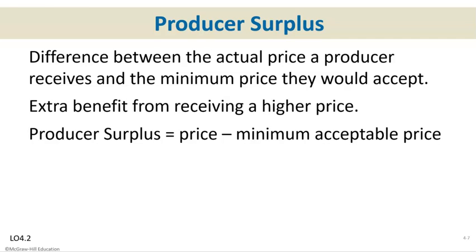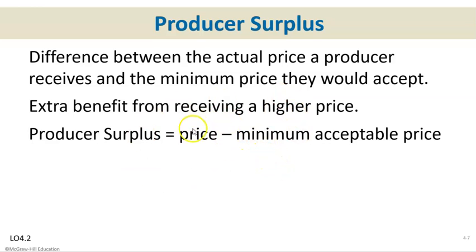So the equations aren't the same, but it's the same idea. So producer surplus is the difference between the actual price that the producer receives when they sell the product and the minimum price that they would have accepted. So here's your formula down here that we're about to use.